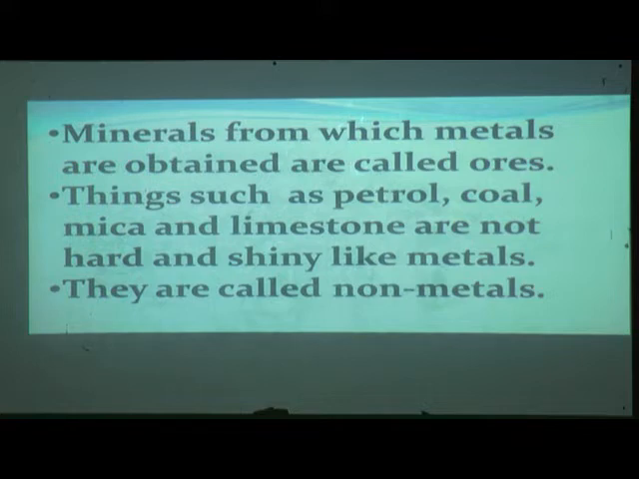Students, what they are telling here: hard, shining materials are metals, like iron ore, copper, gold. Whereas things like petrol, coal, mica and limestone are all non-metals. They are not hard and not shiny like metals, so they are called non-metals. Now what are the non-metals, students? Can you all tell me? Yes, petrol, coal, mica and limestone.